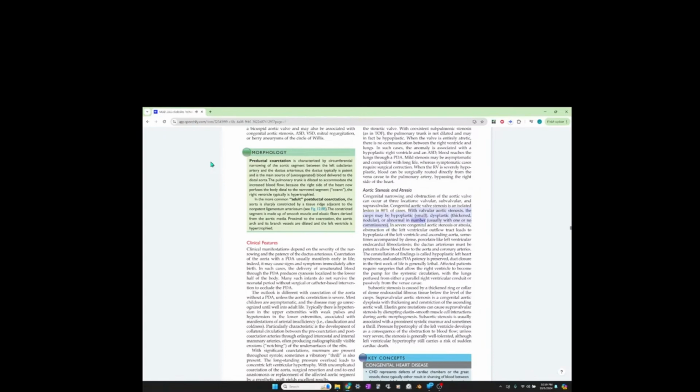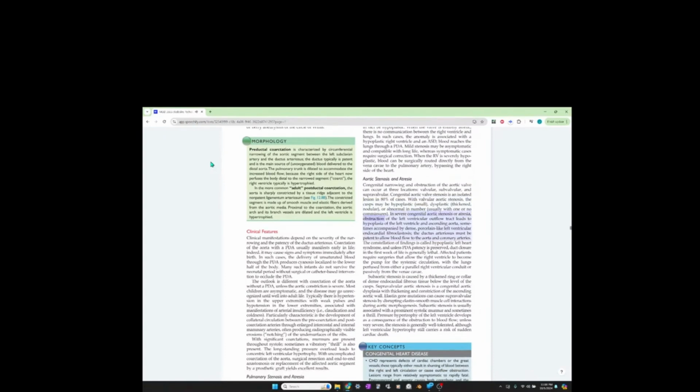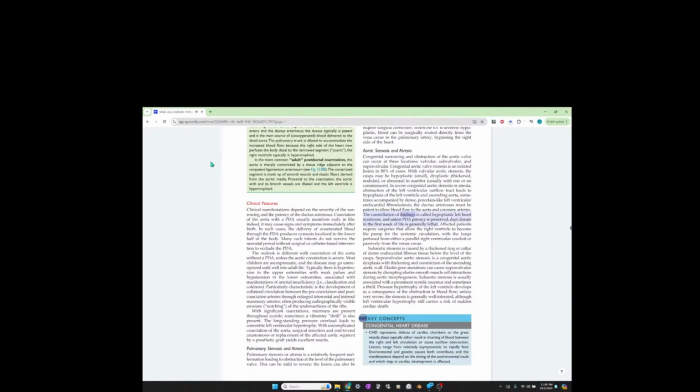In severe congenital aortic stenosis or atresia, obstruction of the left ventricular outflow tract leads to hypoplasia of the left ventricle and ascending aorta, sometimes accompanied by dense, porcelain-like left ventricular endocardial fibroelastosis. The ductus arteriosus must be patent to allow blood flow to the aorta and coronary arteries. The constellation of findings is called hypoplastic left heart syndrome, and unless PDA patency is preserved, duct closure in the first week of life is generally lethal.